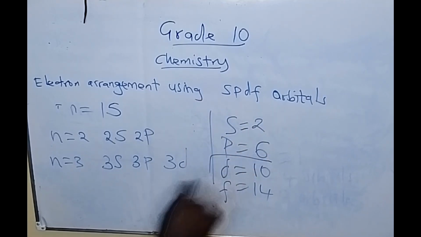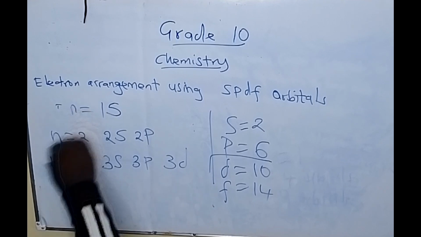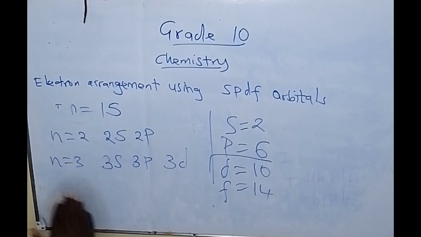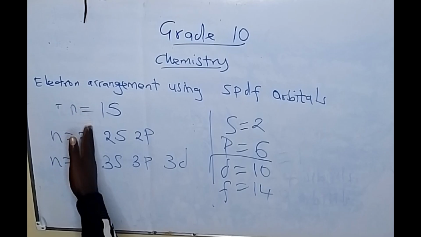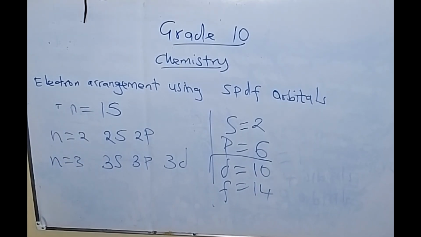And here we are saying now that the number of sub-levels found in a primary energy level is equivalent to the primary energy level number 1, 2, 3, and 4. So when n is 1, we have only one sub-level. When n is 2, we have 2 sub-levels. When n is 3, we have 3 sub-levels.